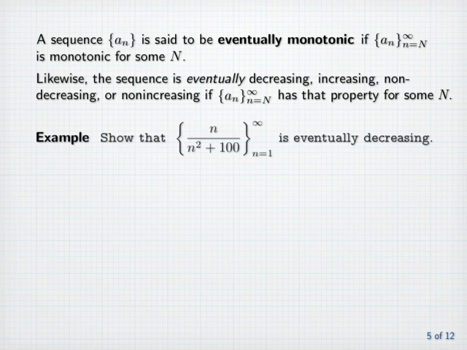Example: show that the sequence n over n squared plus 100, as n goes from 1 to infinity, is eventually decreasing.